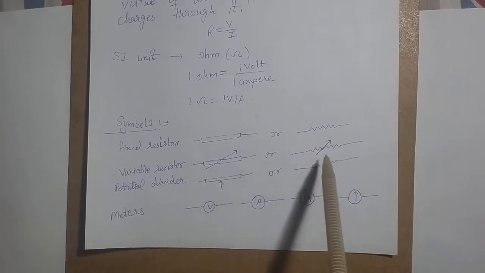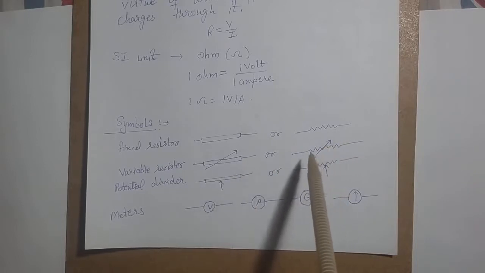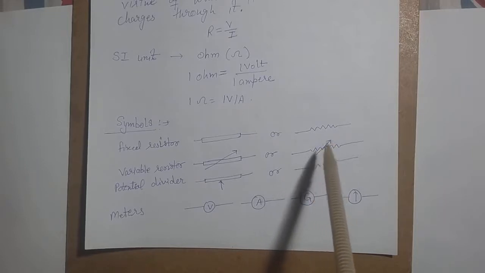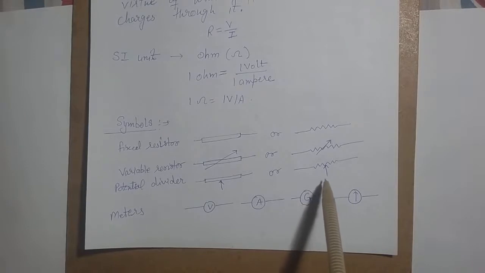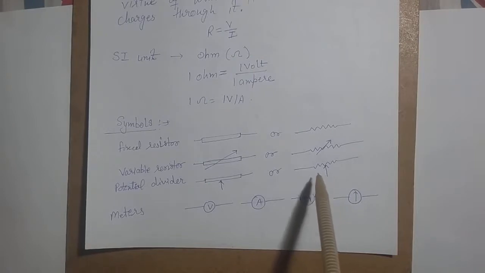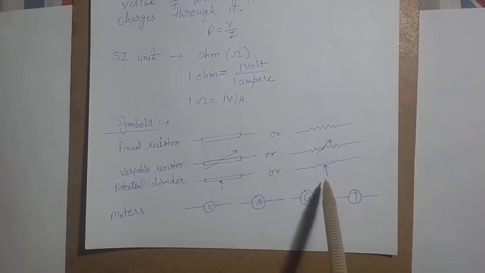This is a variable. This arrow shows that the resistance for a given circuit is varying, and this is the potential divider. This is our symbol for the rheostat as well, which you studied in your 10th class. So this is a variable resistor. We can vary the potential difference in a given circuit, and hence we can maintain the flow of current through a given circuit.